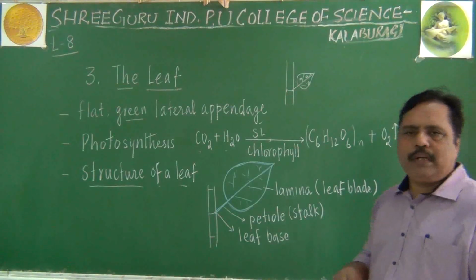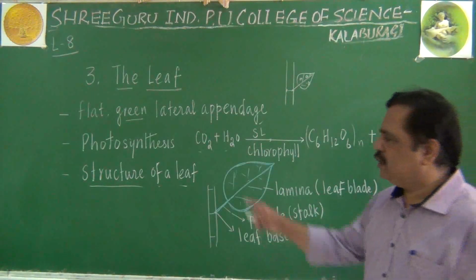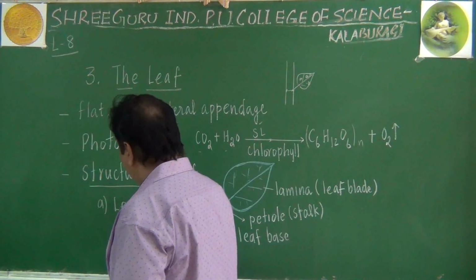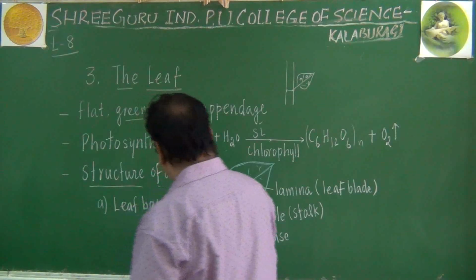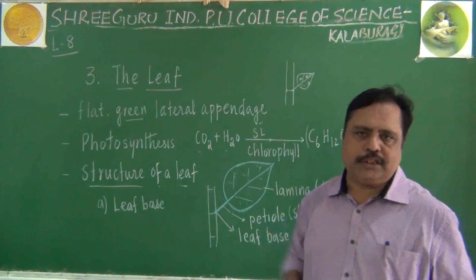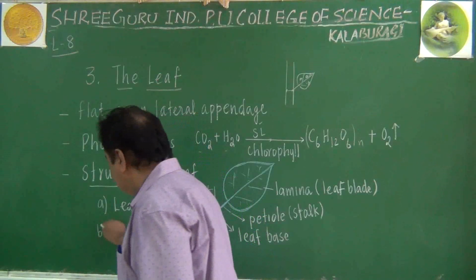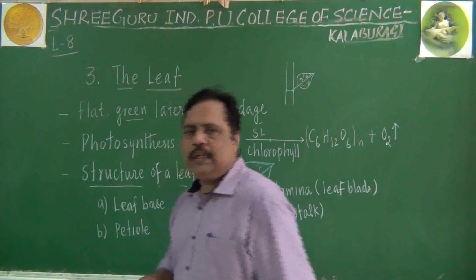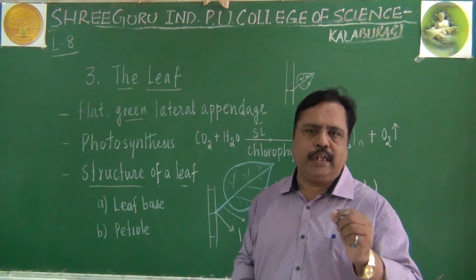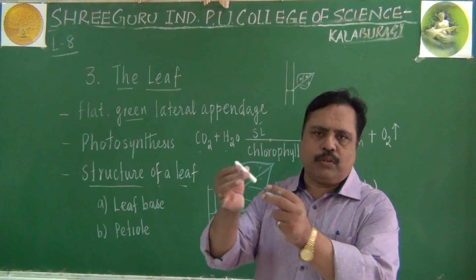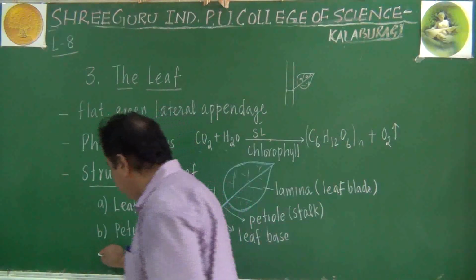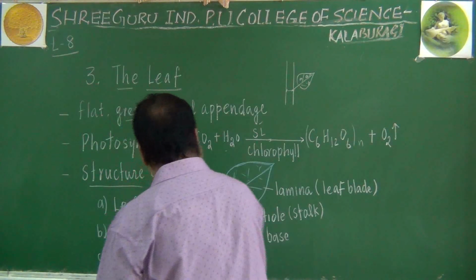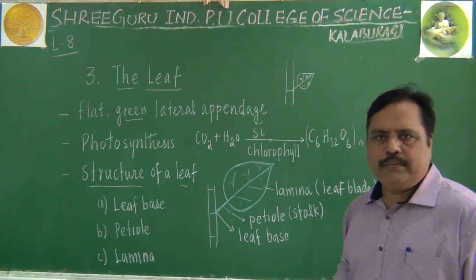Do you get my point? How many parts are there in the structure of a leaf? There are 3 parts, namely the leaf base, which is the point of attachment of the leaf with the stem. Second one is the petiole. Petiole is nothing but the stalk of the leaf, S-T-A-L-K, that is the support. Third one is the lamina of the leaf. This lamina is nothing but the leaf blade.